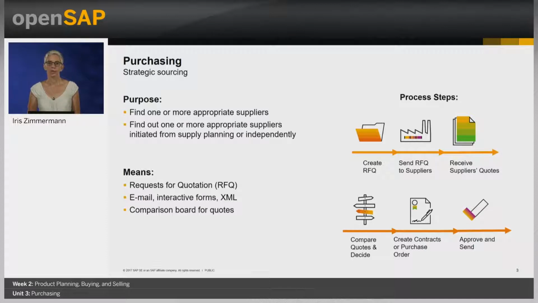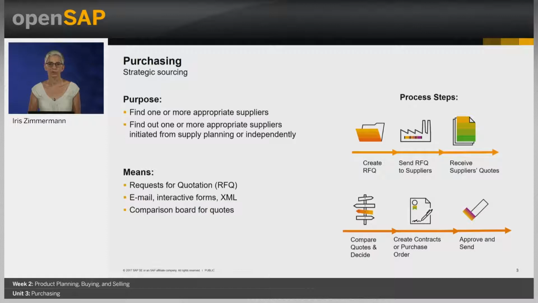You might use it to find a supplier for a long-term purchase that would result in the purchasing contract. Or you might use it for a one-time purchase, for example, a product that your research department needs. This is supported by the Request for Quotation functionality or RFQ.